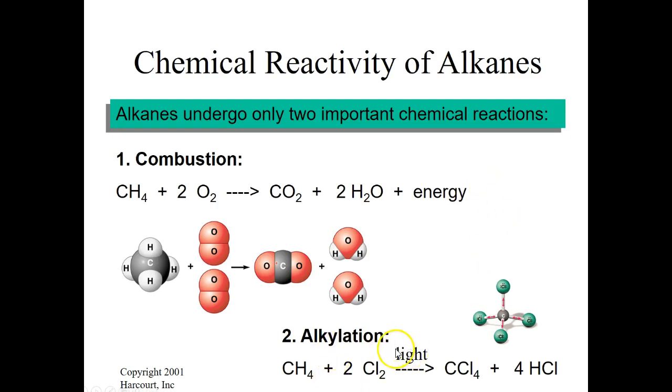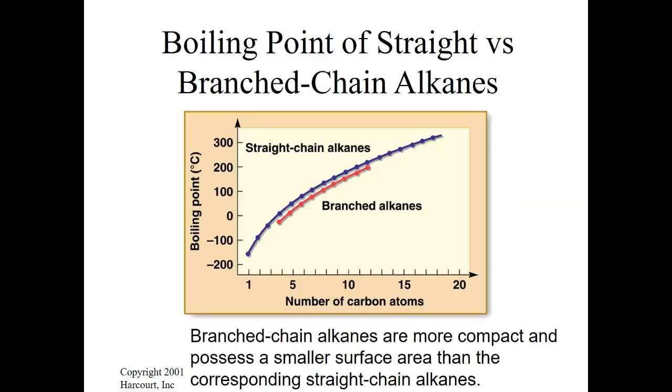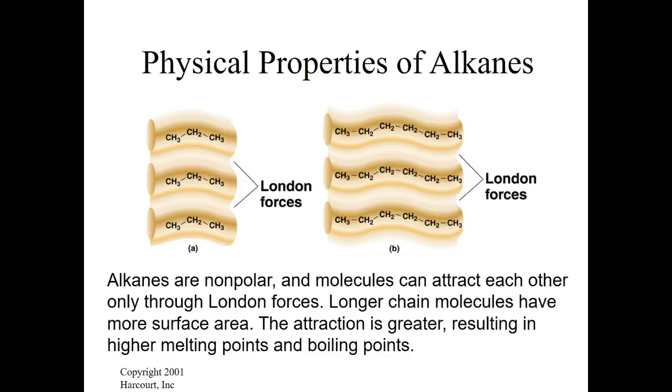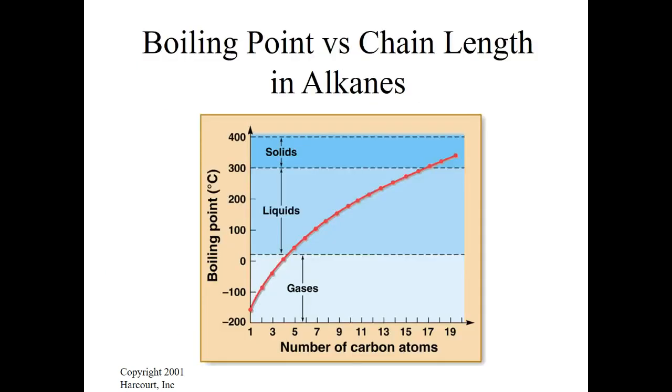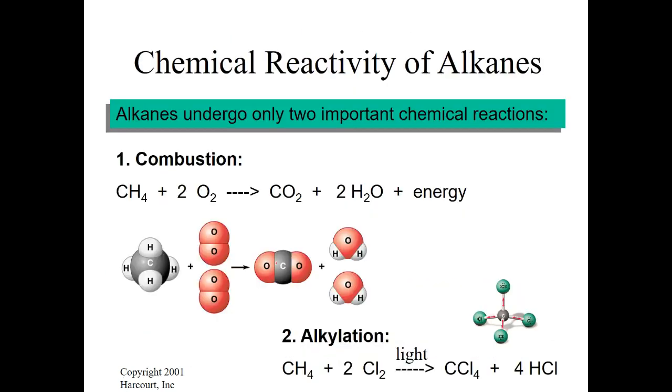The other thing is alkylation or halogenation, another word for it. Take a hydrocarbon, add a halogen to it with a catalyst, like light, and you can form a chlorinated or halogenated hydrocarbon. All those hydrogens are bumped off, and you replace them with the halogens. That's another important one. So this page and the physical properties page, this slide's very important, and this slide is very important.